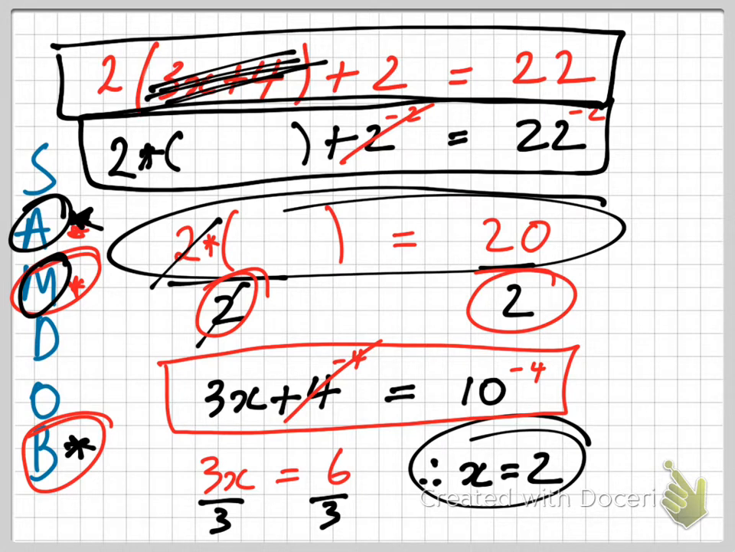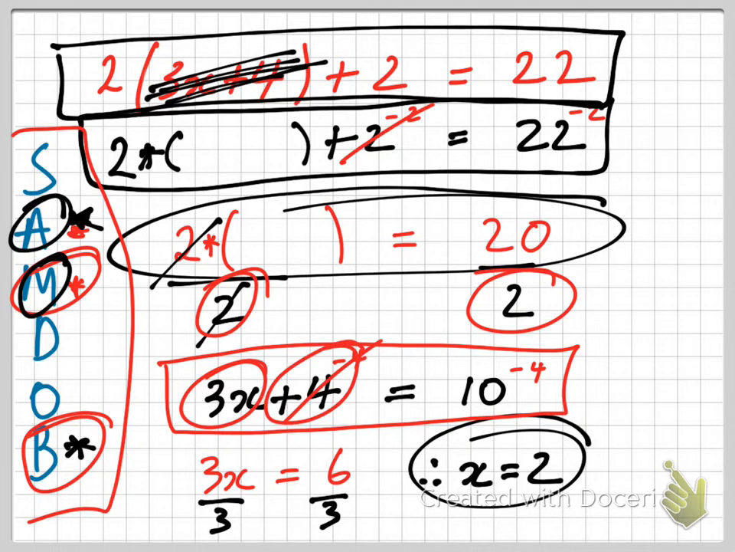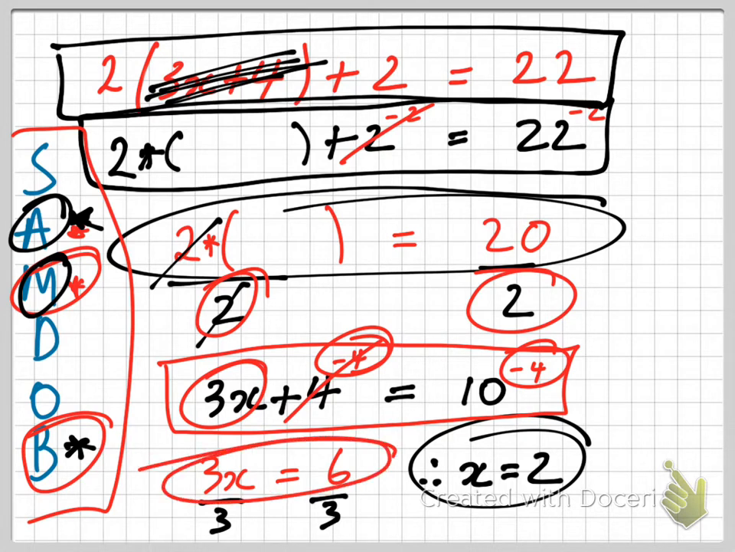Now, 3x plus 4 is equal to 10. We go back to the Sam-Dobb, which was multiplication and addition. What was first? Well, addition comes before multiplication. So that's why we subtracted 4 on both sides. And therefore, we're left with 3x is equal to 6. And to get x by itself, we divide 3, which therefore we were left with x equaling 2.